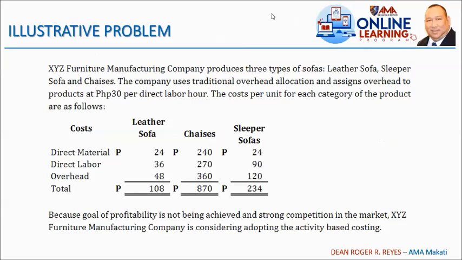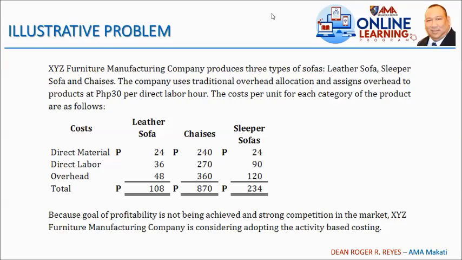Before we solve this problem, let us first understand ano ba yung question, ano ba yung case, ano ba yung problem. Okay, basahin natin. XYZ Furniture Manufacturing Company produces three types of sofas: leather sofa, sleeper sofa, and chaises. Alam niyo yung leather sofa. So pag sinabi ng leather sofa, ang material na ginamit, leather.